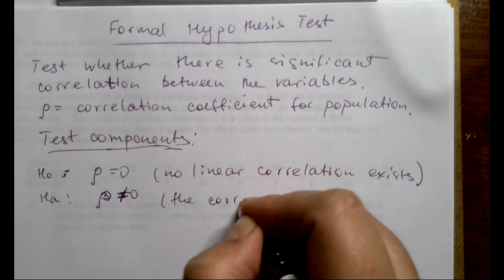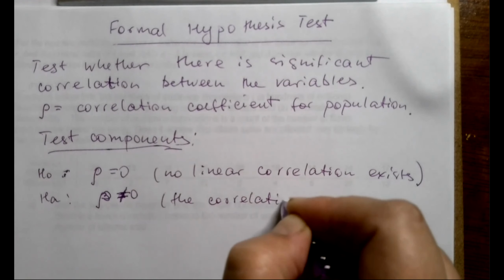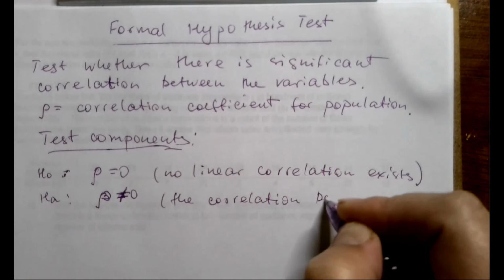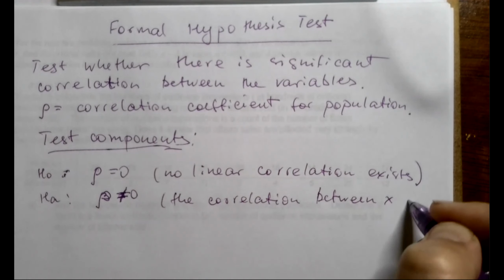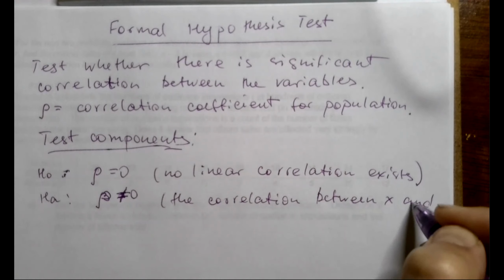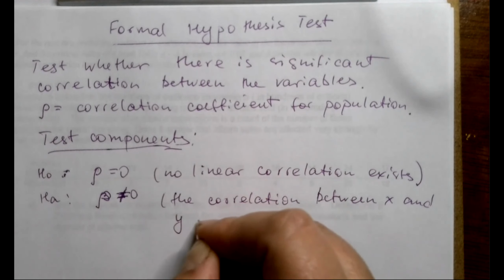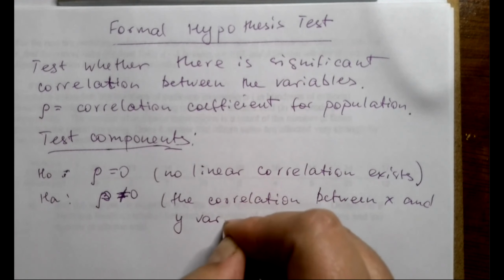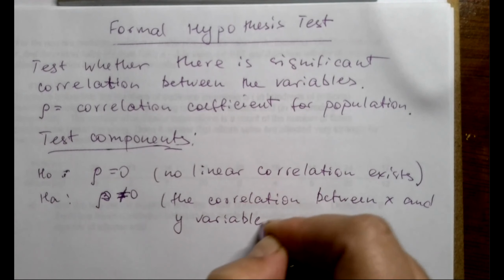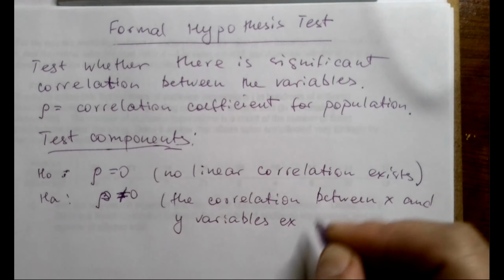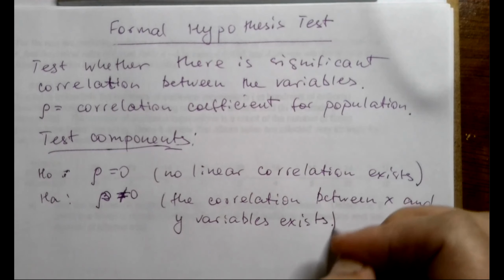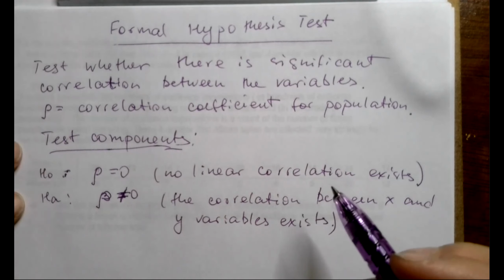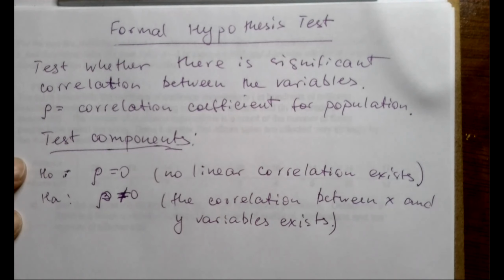The correlation between x and y variables exists. Okay, so that's your standard null and alternative.